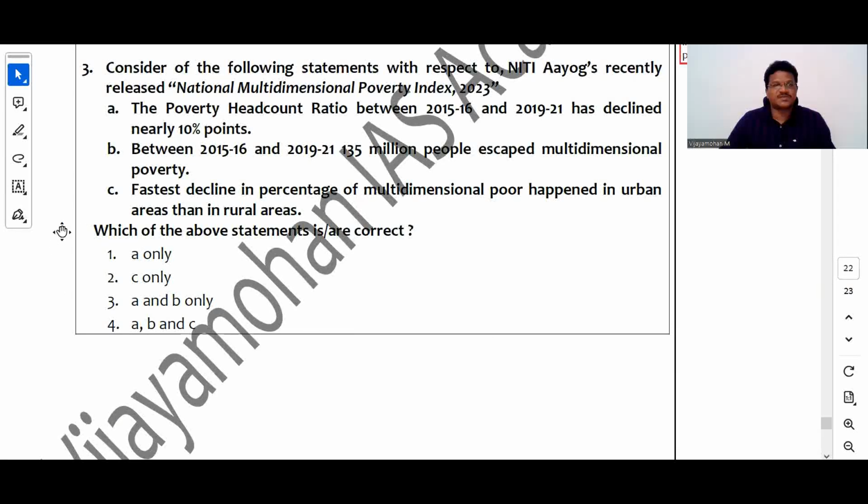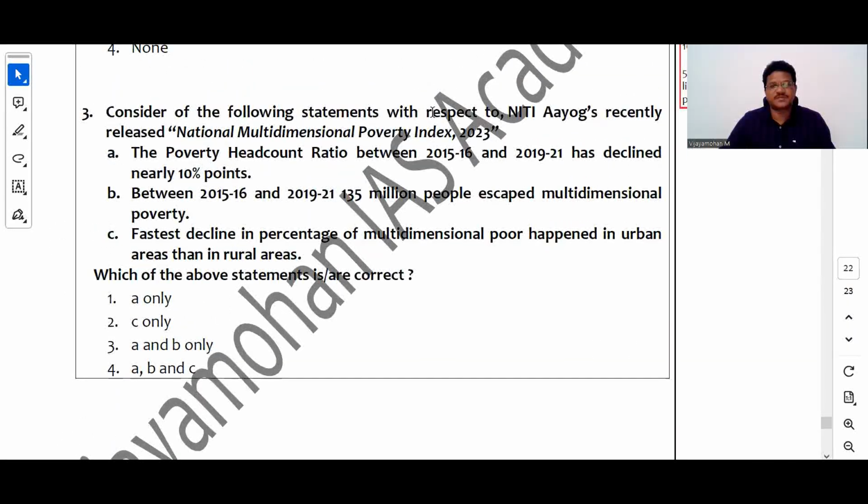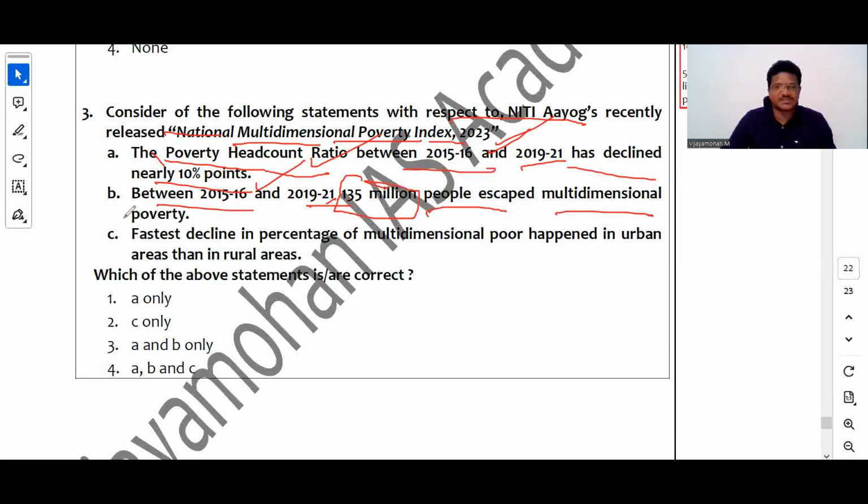And consider the following statements with respect to the Niti Aayog. With respect to the Niti Aayog's recently released National Multidimensional Poverty Index 2023, 3 statements again ఇక్కడ ఇస్తున్నాడు. The poverty head count ratio between 2015-16 and 2019-21 has declined by nearly 10 percentage points. Second statement, between 15-16 and 19-21, nearly 135 million people escaped multidimensional poverty. Third statement, the fastest decline in percentage of multidimensional poor happened in urban areas than in rural areas. So which of the above statements are correct?